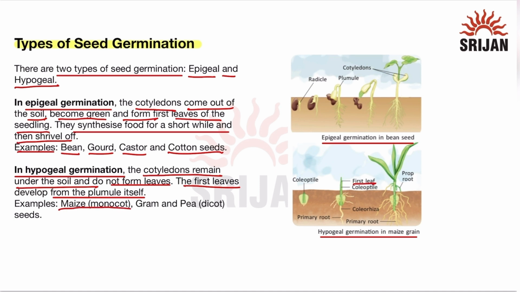The examples of plants are maize, which is a monocot seed, and gram and pea, which are dicot seeds. They show the hypogeal germination.